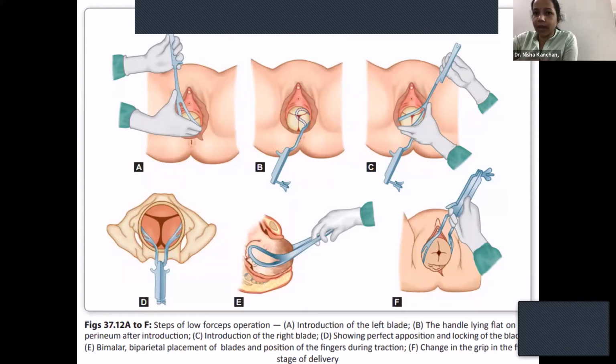Okay, so E is bimalar, biparietal placement of the blades. So the blade should be on the malar eminences and over the parietal eminences. So that is the correct application of the forceps. Yeah, next slide.